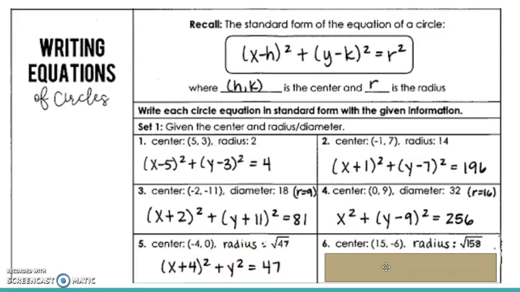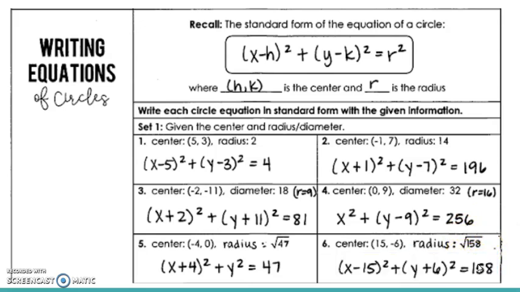Last example on this slide. Again, our radius is the square root of 158, but when I square a square root, it cancels out. And now I have (x - 15)^2 + (y + 6)^2 = 158.